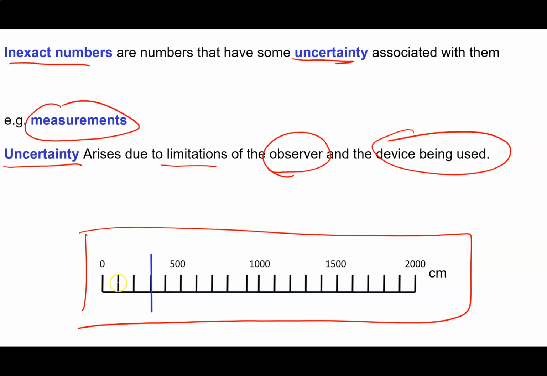So every line here is 100 centimeters, so 100, 200, 300. The blue line is like 300 plus some, right? Now we can be confident that it's bigger than 300 because we can read those numbers off the scale, but this extra bit out here, who knows what that is, right? That's just a wild guess. And how well we can guess it is going to depend on the ability of the observer, and that's going to be variable.